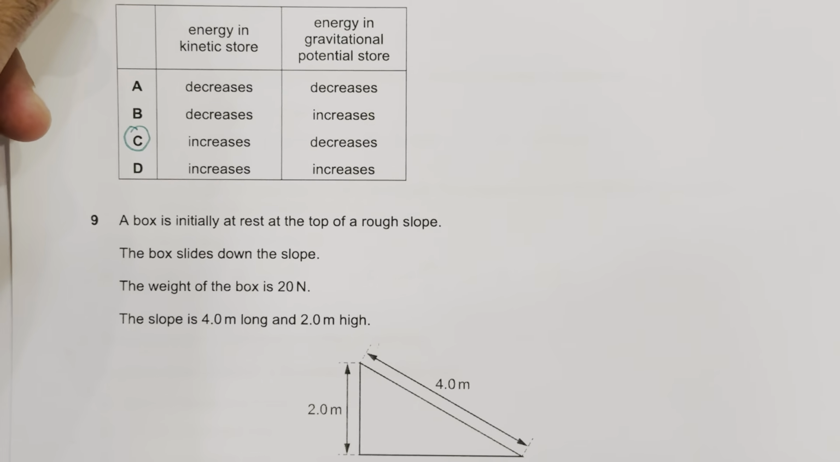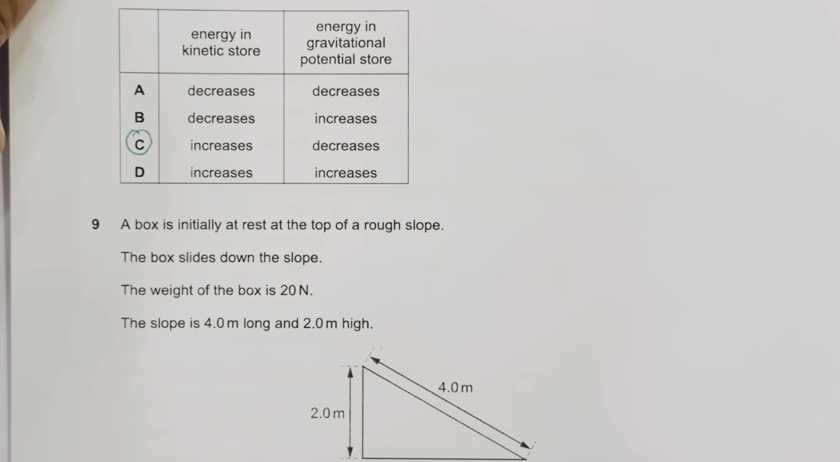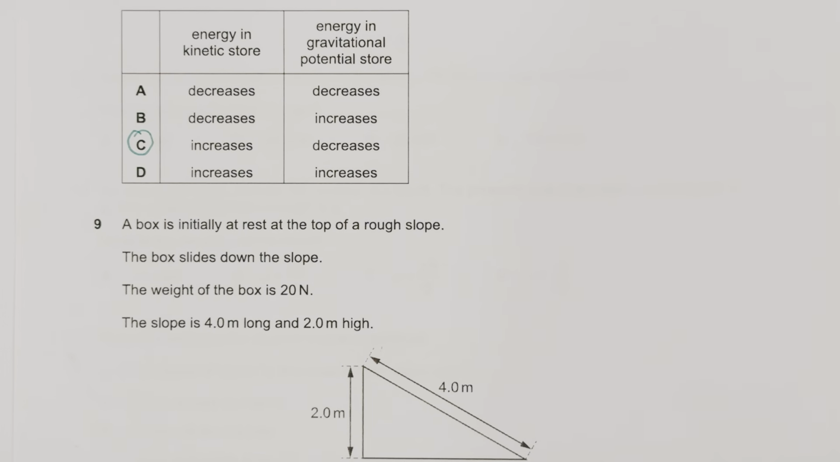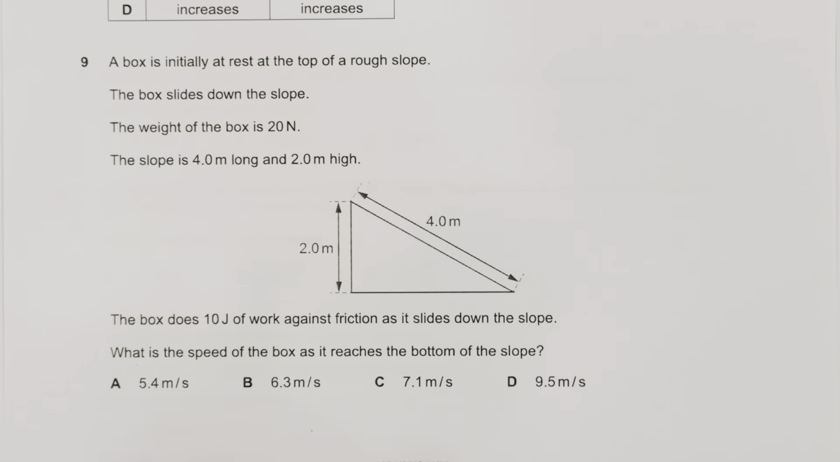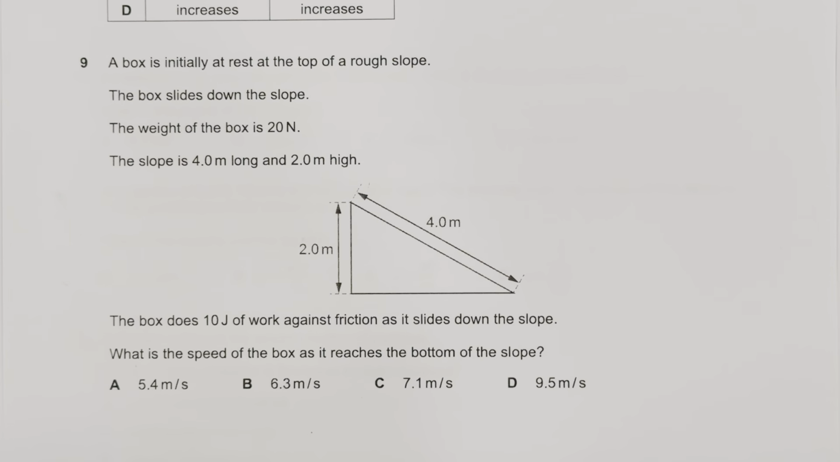A box is initially at rest at the top of a rough slope. Okay, now you can see the diagram as well. The box slides down the slope. The weight of the box is 20 Newton. The slope is 4 meter long and 2 meter high. The box does 10 joule work against the friction as it slides down the slope. What is the speed of the box as it reaches the bottom of the slope?